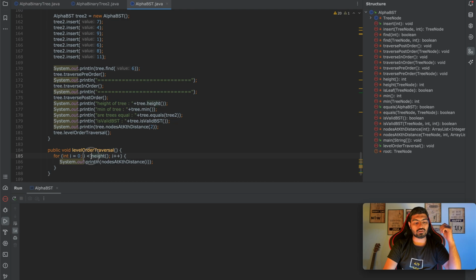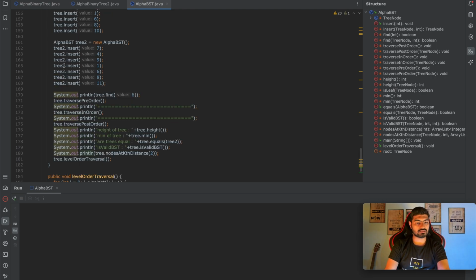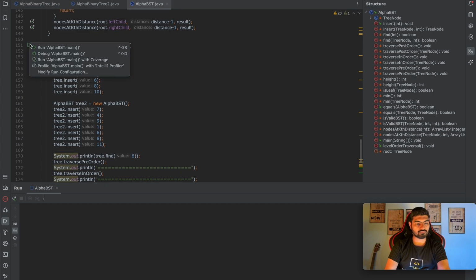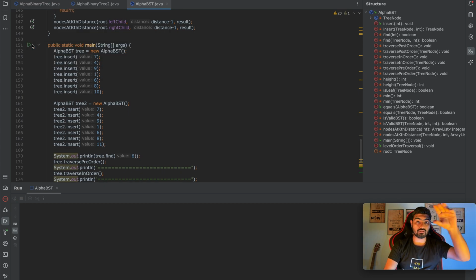So according to the height of the tree, it will go level by level, and it will get the nodes at that particular level, and it will print it. So that's it. This is as simple as this. Okay, so your breadth first traversal is done, to be honest. Let's see by running if we are able to get the nodes level by level or not.